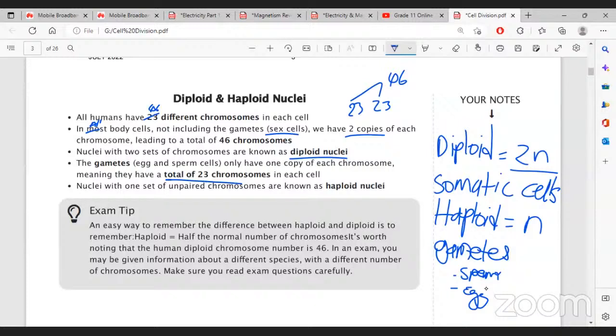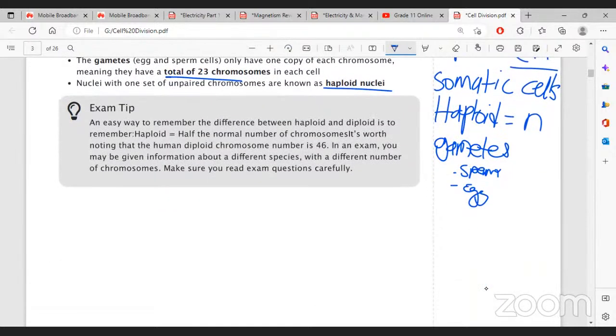So a nucleus with one set of unpaired chromosomes is usually referred to as haploid. That is the case of the gametes or sex cells. To be more specific, in humans it will be the egg and sperm cell. In plants, what are the haploid cells? What are the gametes in plants? Pollen grains, which are male gametes.